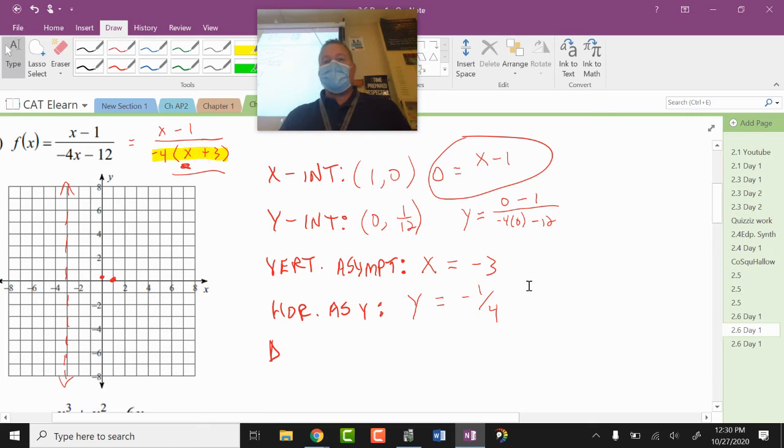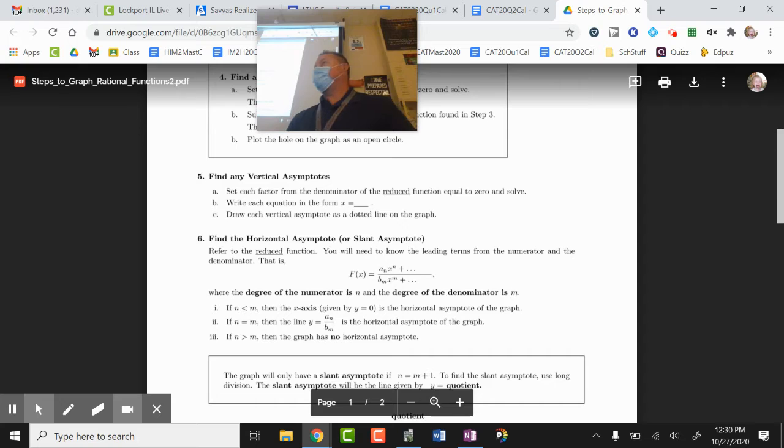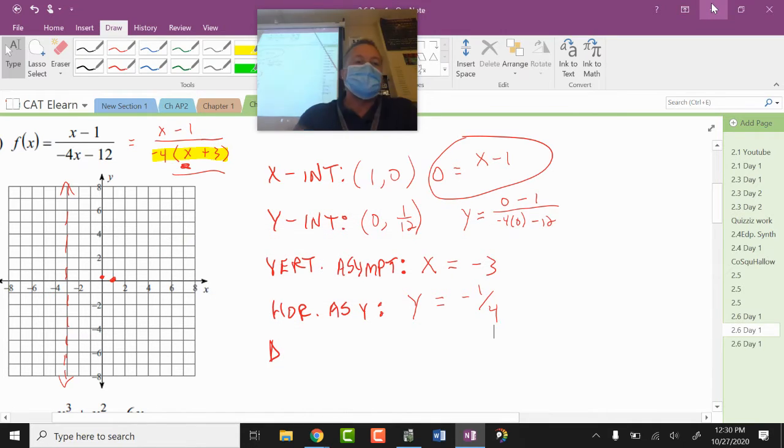Okay, let's go back to that graphing steps thing. We might want to be looking at this because it is pretty cool. It does show a lot of things that we're going to cover today. Right here it says when the degree of the numerator is equal to the degree of the denominator, then it's y equals the coefficients in front of those equal degrees. So it is y equals -1/4 because these are equal in degree. And we're going to have to remember that.